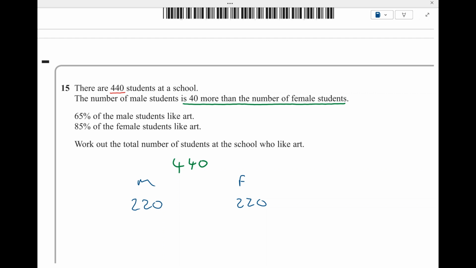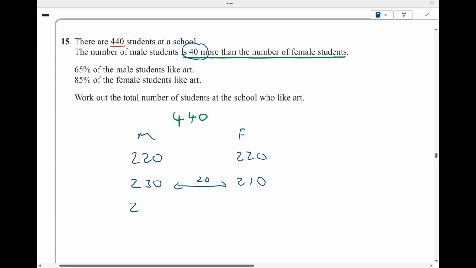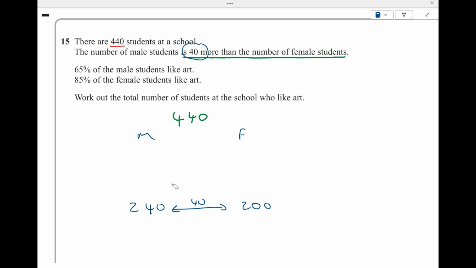But then I'd have the same number of male as I do female, but I've got to have 40 more male. So if I make that 230 and this one 210, they still add up to 440. But I've only got 20 more male than female. So maybe if I knock off another 10, make that 200, and that one would have to be 240. Look at that, that's worked. Now there's a 40 difference. So I know that there are 240 male and 200 female.